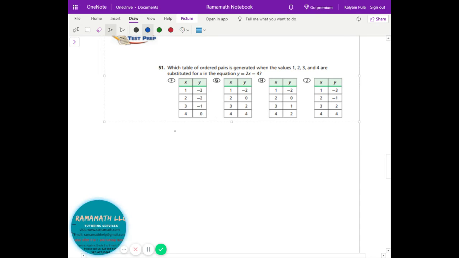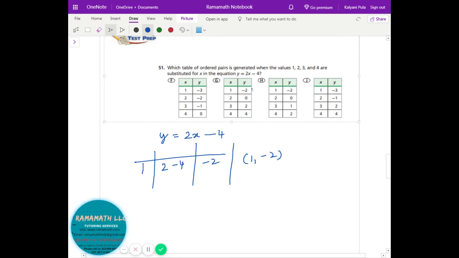So I got G. You also got G. Let's check it. So your function values. I got G, this one. Yeah, 2x minus 4, right? But the values are 1, 2, 3, 4. So if I put the 1 here, now multiply it. 2 times 1 is 2. Take away 4. So I get -2. So your ordered pair is 1, -2. So that one does match. Good. But the rest of them are also there.